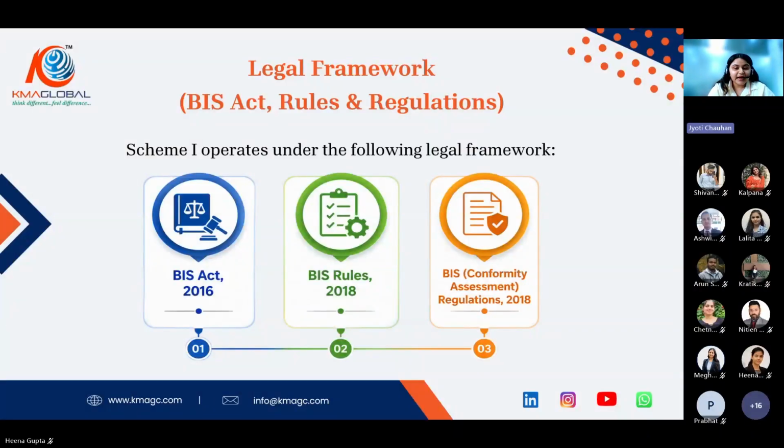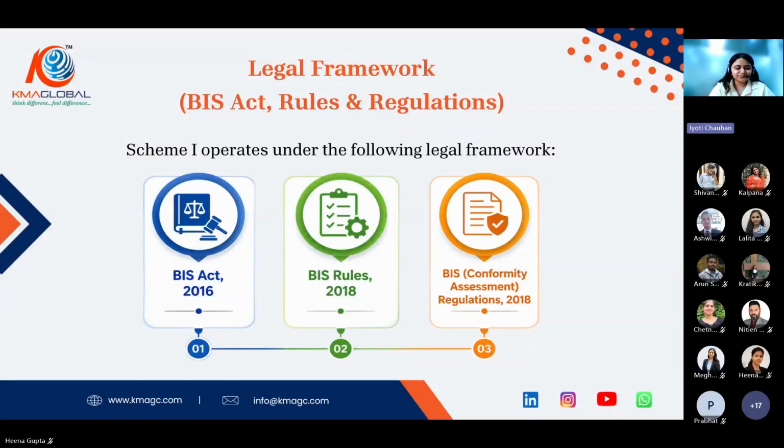The third is the BIS Conformity Assessment Regulation 2018, which defines the detailed processes for BIS certification, including applications, inspections, testing, grant of license, and surveillance. Together, these three ensure that every BIS license is granted through a fair, transparent, and standardized process, maintaining the integrity of the ISI mark.